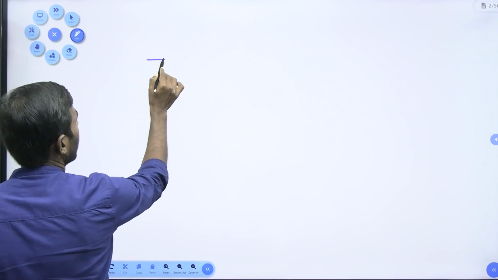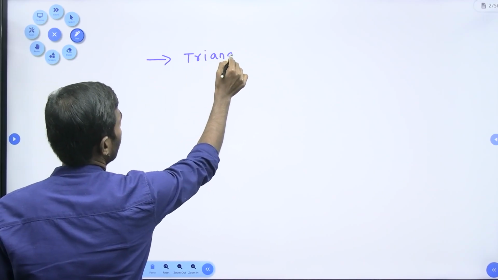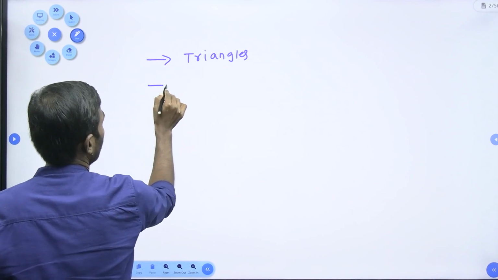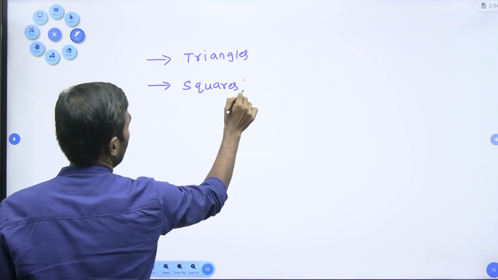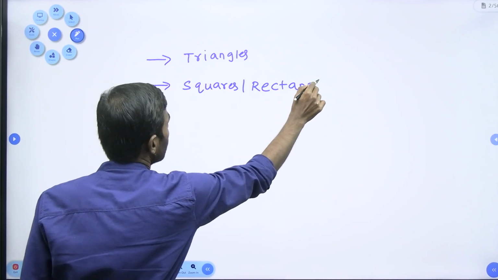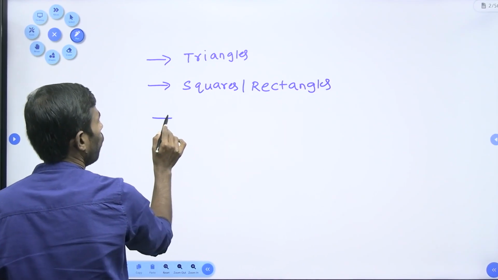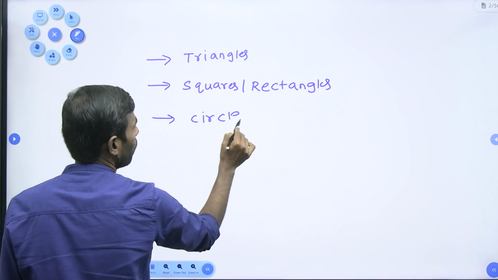First we go for triangles. Number of triangles in the given figure. Then we go for squares and rectangles. We study squares and rectangles separately. Then we go for circles. Number of circles in the given figure.